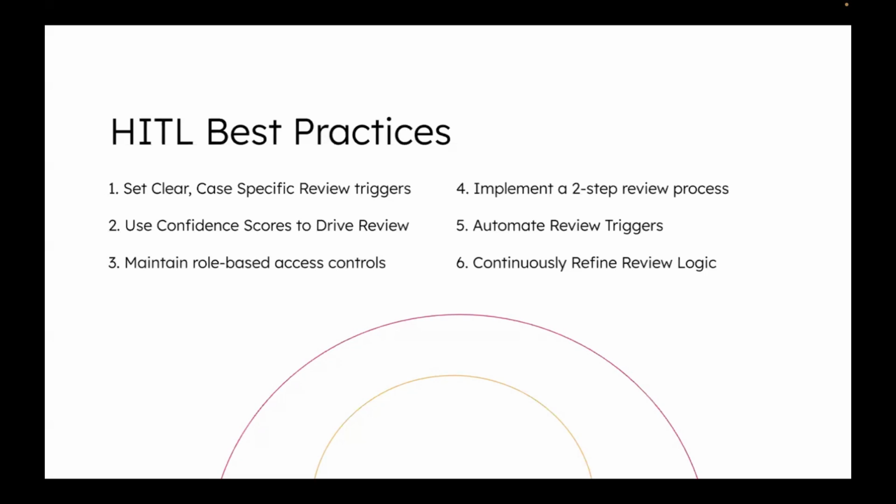And secondly, we have use confidence scores to drive review. So confidence scoring sets the threshold for human review in many ways. And this is a great way to route your documents for manual review. Thirdly, maintain role-based access controls. So again, assign permissions so only authorized reviewers and approvers can access specific documents. And this is especially useful when we are dealing with sensitive data.